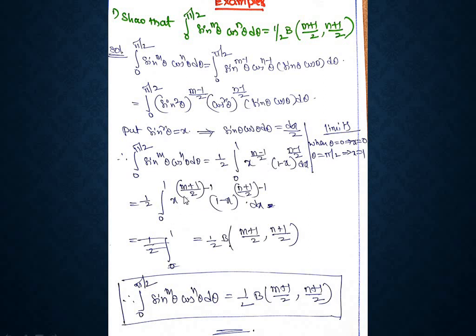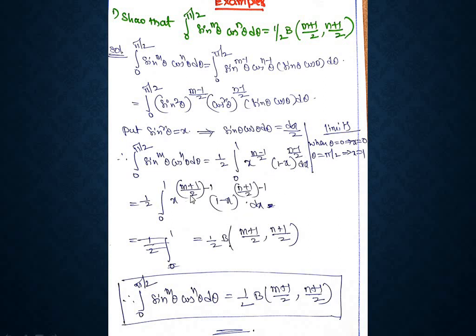this power (m minus 1) by 2, I am writing like this: (m plus 1) by 2 minus 1. If you multiply, minus 2, so m plus 1 minus 2 means again minus 1, only for our convenience. So we are writing like this: (m plus 1) by 2 minus 1. Here also (n plus 1) by 2 minus 1. Similarly plus 1 minus 2 will become n minus 1 by 2.